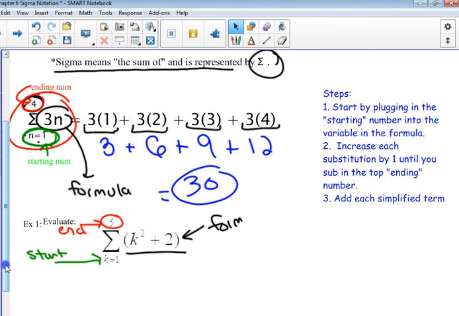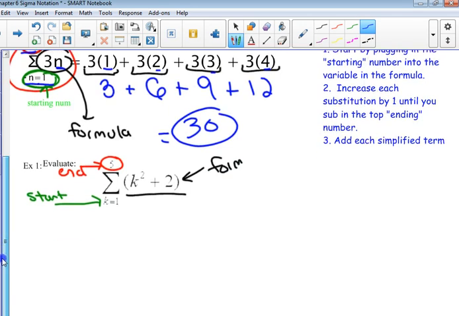So what we're going to do is take all the numbers from 1 through 4 and plug them in where we see an n. You're just going to simplify that out and then add them up.